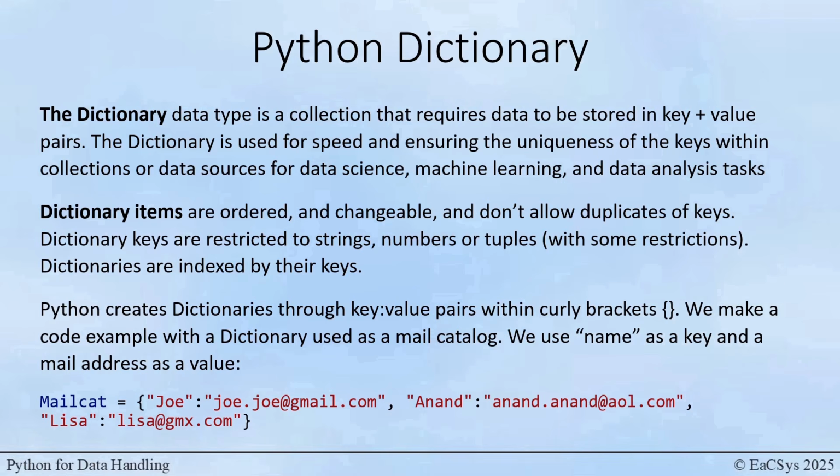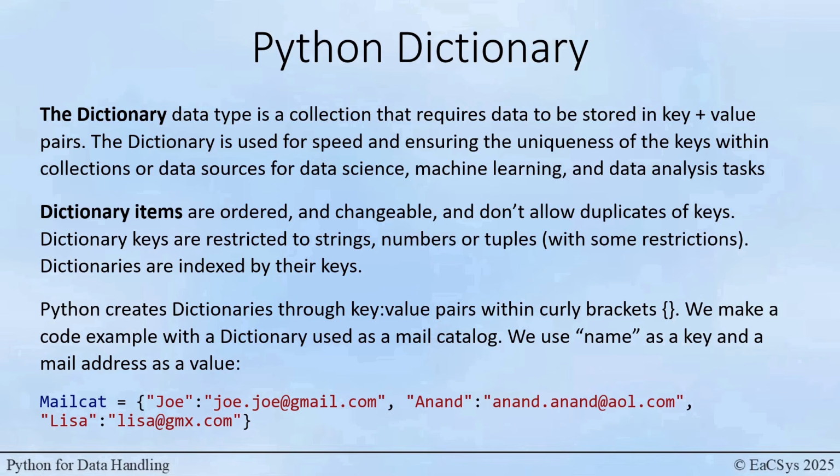The properties of the Python dictionary are that dictionary items, which are key plus value pairs, are ordered by the insertion order, changeable, and that dictionaries don't allow duplicates of dictionary keys. A dictionary key is restricted to strings, numbers, or tuples with arbitrary values, as long as the values are immutable with some restrictions to the object types. Dictionaries are indexed by their keys and may have any current Python object as data values, including other collections or even Python dictionaries.